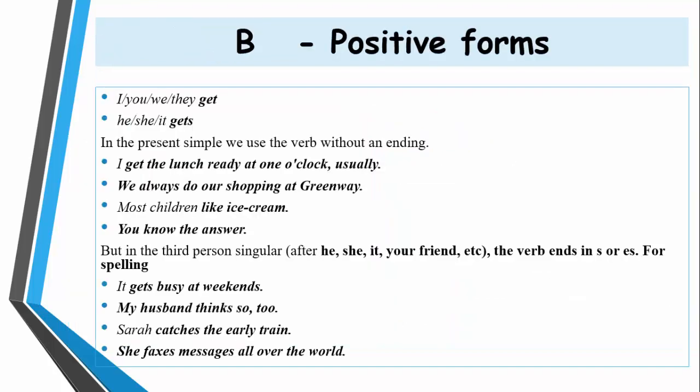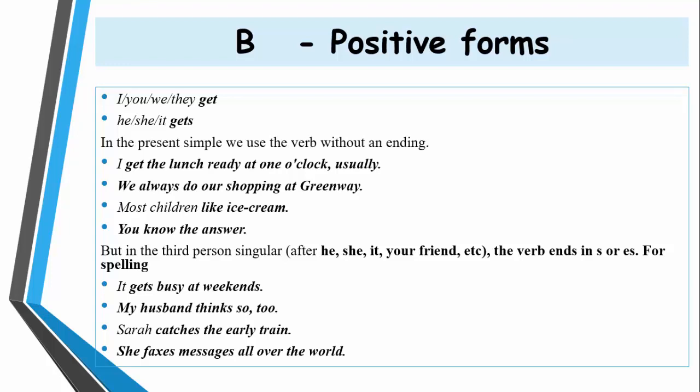Positive forms: I, you, we, they get. He, she, it gets. In the present simple, we use the verb without an ending, such as I get the lunch ready at 1 o'clock usually. We always do our shopping at Greenway. Most children like ice cream.